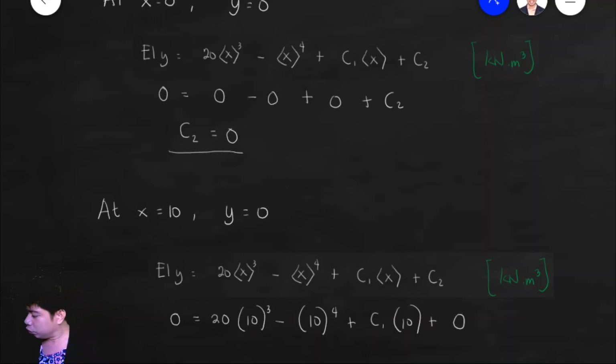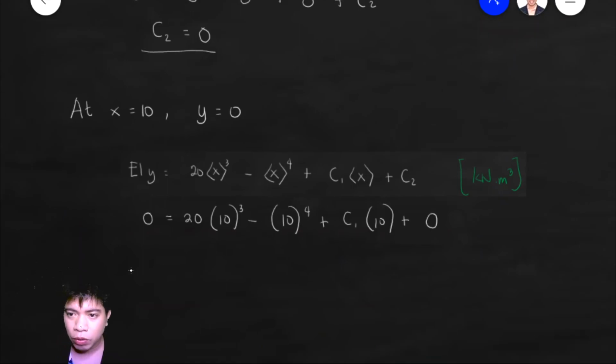So all we need to do guys dito is i-compute yung ating C1. So ang ating C1 is equal to negative 1,000. Again yung ating unit guys ng C1, take note C1 times x ito, so ibig sabihin, kilonewton cubic meter yung buong term na to. So ang ating C1 is actually kilonewton square meter.